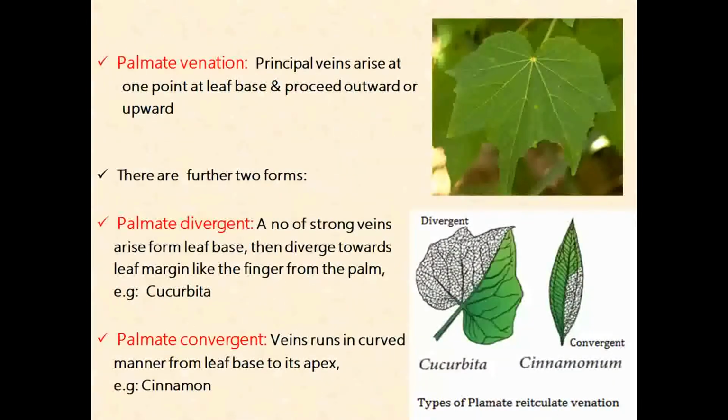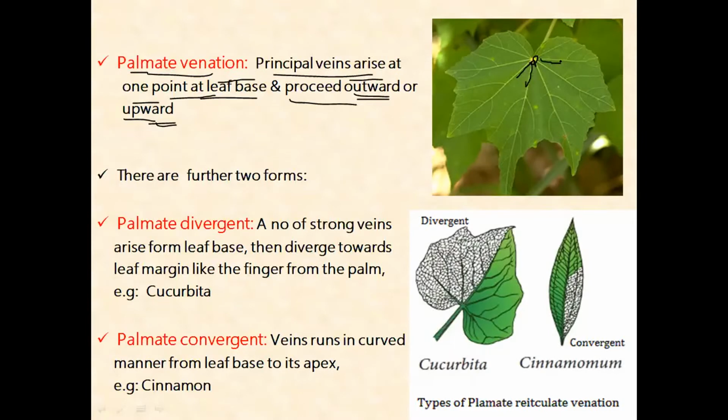The next type of reticulate venation is palmate reticulate venation. Here the principal veins arise at one point at the leaf base, and proceed either upward or outward. So they may proceed outward up the leaf blade or upward through the leaf blade. So you can see here the principal veins arise from the leaf base.